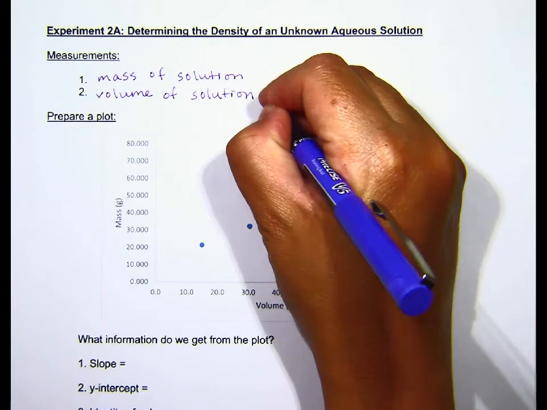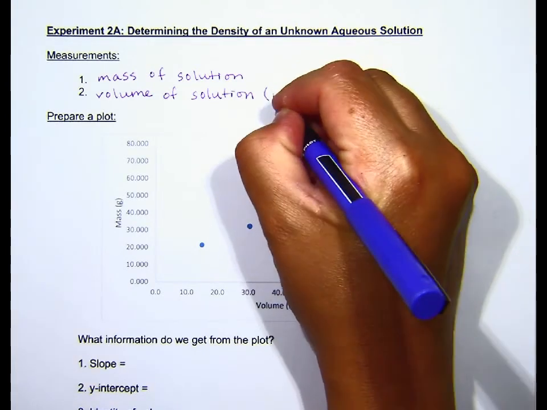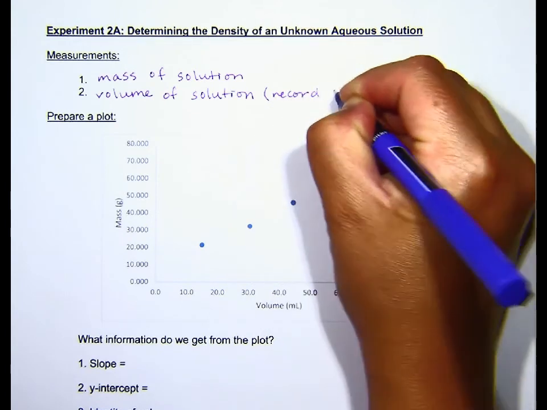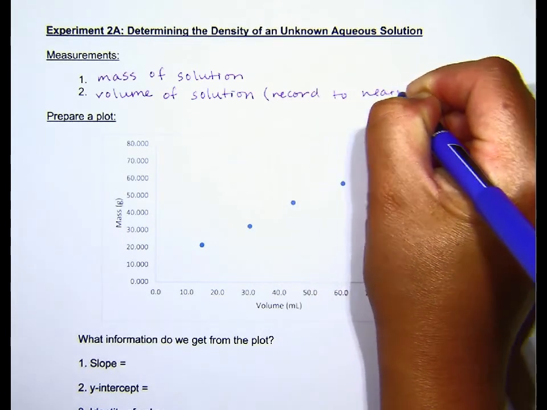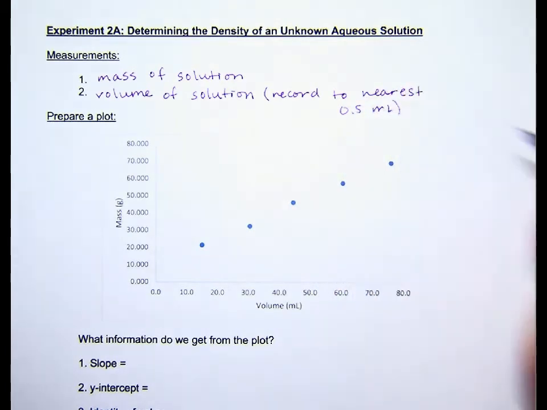When we're recording the volume, we're going to be using graduated cylinders, and so we're going to record to the nearest 0.5 milliliters when we're using our graduated cylinders. So you should have one decimal place.